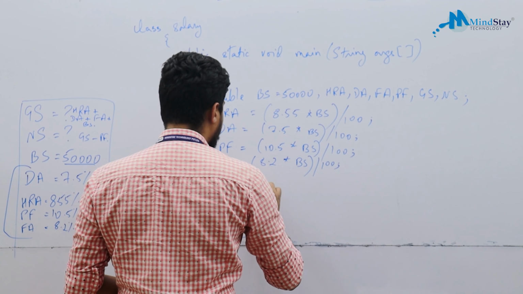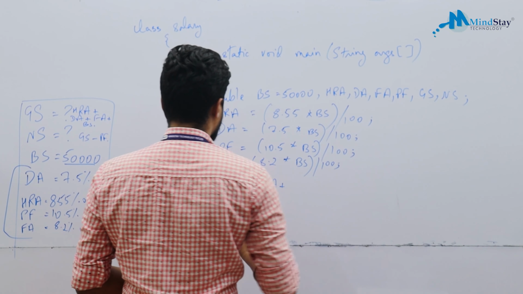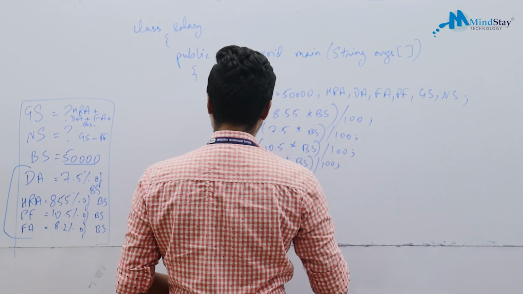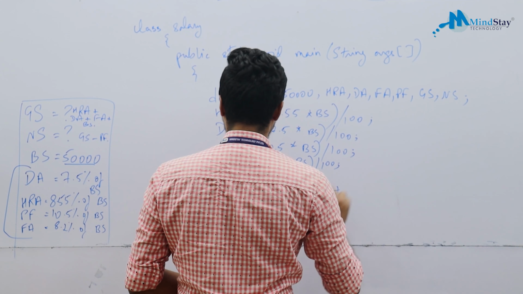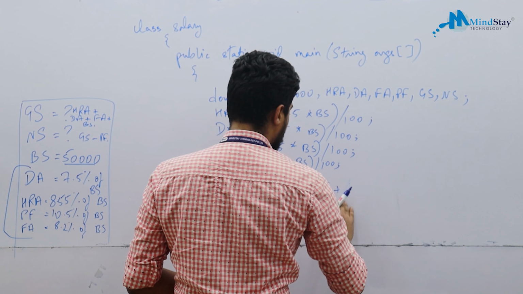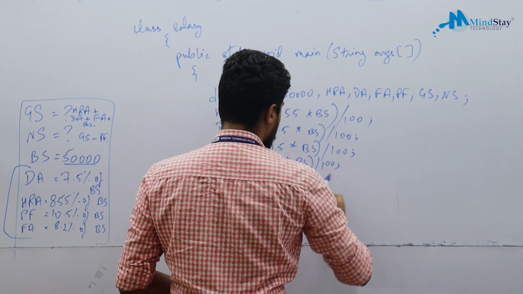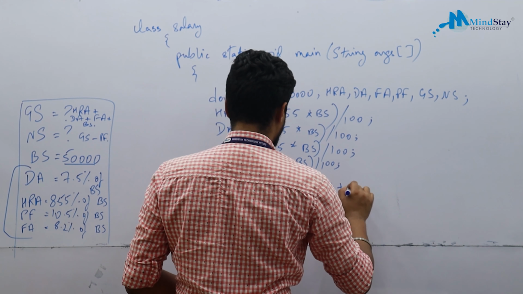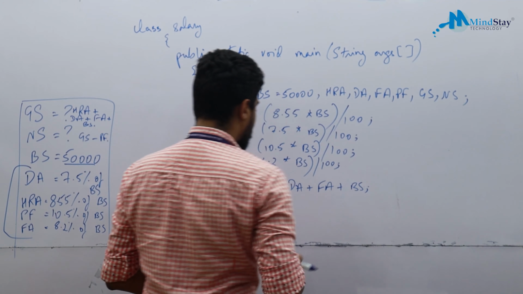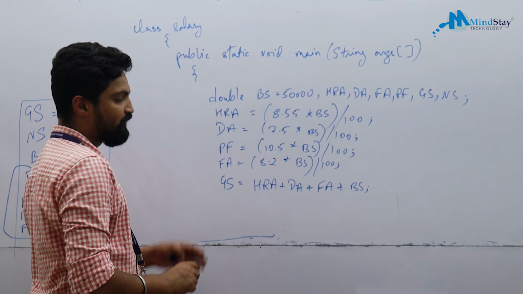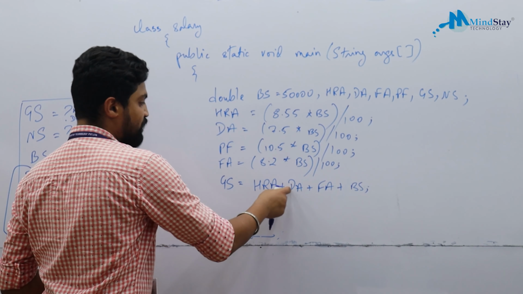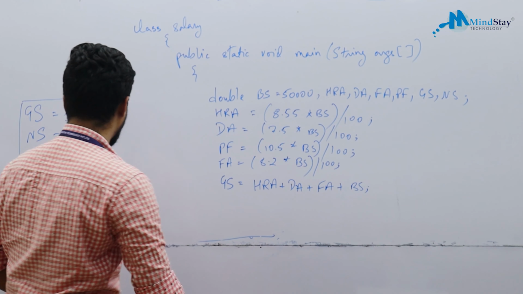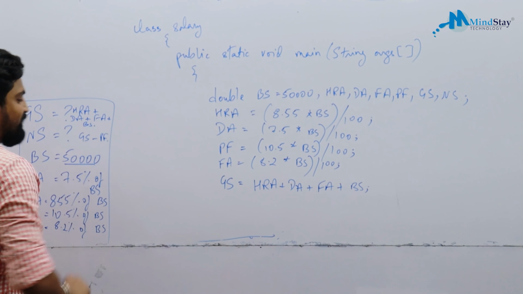So my gross salary is what? HRA plus DA plus PF plus, not PF, sorry, that's my mistake, plus FA plus basic salary. So if you add all of these, you get your gross salary, right? HRA plus DA plus FA plus basic salary.